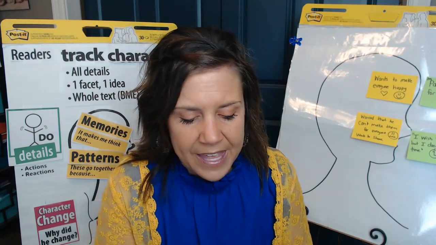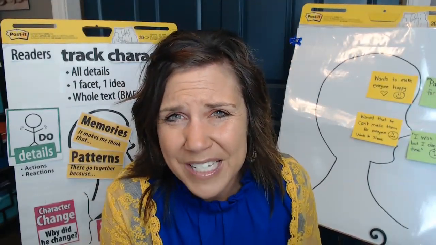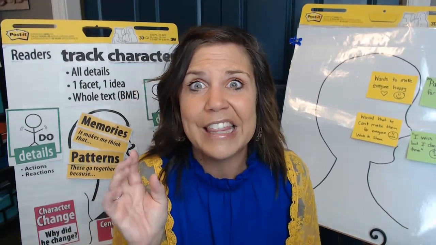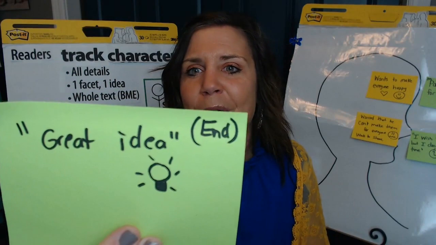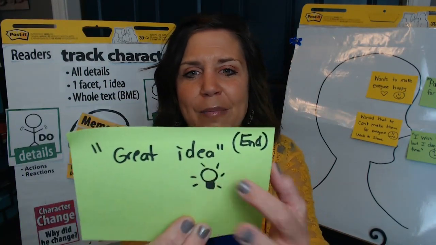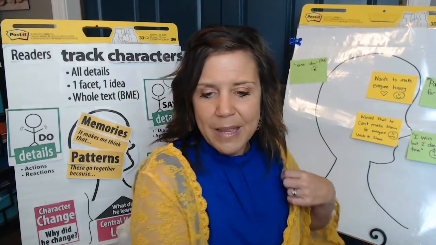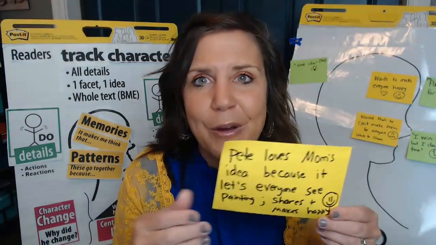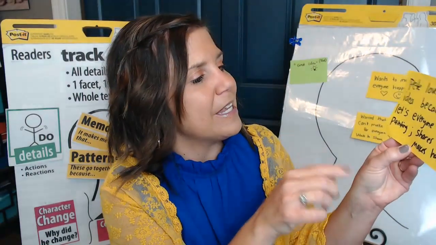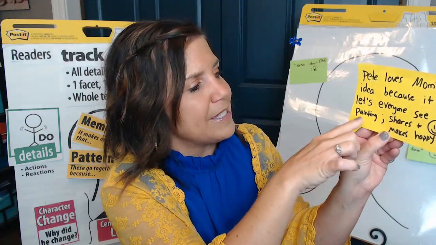And then at the end, he says to his mom, great idea. Remember when he tells her great idea? Because he loves her idea to paint a huge one. And so those are the words I wrote. Great idea. With a little light bulb. Those were Pete's words. But when he said that, it made me think he loves it because it was such a good idea, because now everyone can see his painting. He loves Mom's idea because everyone can see his painting.